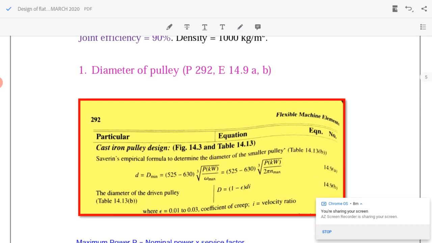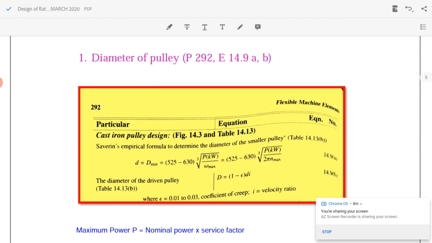First step in the design is to select the diameter of the pulley. So we have this equation from page 292, equation 14.9a, I can find the diameter of the smaller pulley. There is a range 525 to 630. Here I am taking 630 root of P by, where P should be the maximum power. Whenever service factor is given, we have to multiply the nominal power with the service factor to apply in this equation. Then N is the speed in RPS.